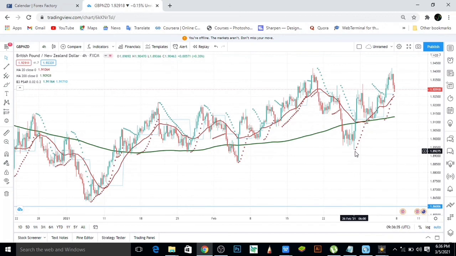Here the dots came under, but we are below the 200 moving average, so we wait for price to go back over the 200 moving average. The next signal is here. We buy here, and we would have made some profit right here. So that's the Parabolic SAR.